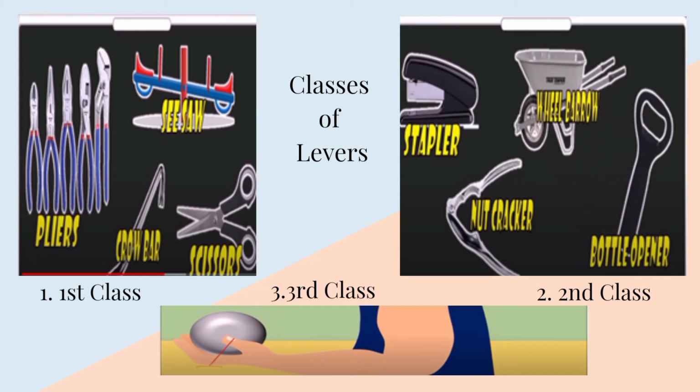In the second class, we have stapler, nutcracker, wheelbarrow, and bottle opener. In the second class, the resistance lies in the middle of the fulcrum and effort. The third class is similar to a human forearm. The effort lies in the middle of the fulcrum and resistance.